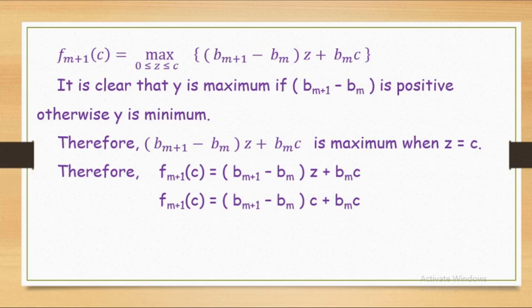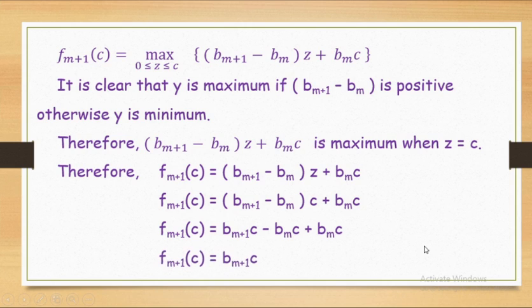Then put z equals c, we get f(m+1) of c is equal to b(m+1) minus bm, into c, plus bm of c. Then multiply this c in this bracket, we get f(m+1) of c is equal to b(m+1) of c minus bm of c plus bm of c. This bm of c gets cancelled out. We get f(m+1) of c is equal to b(m+1) of c.